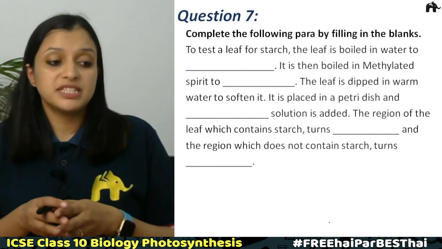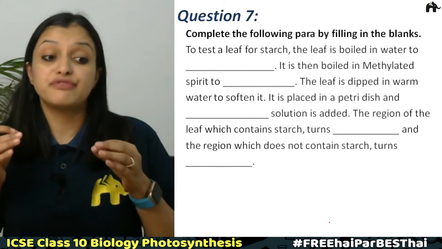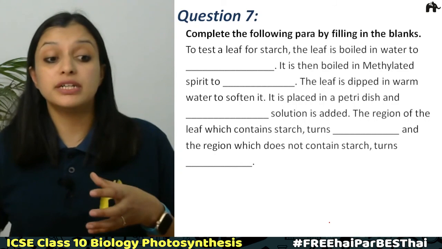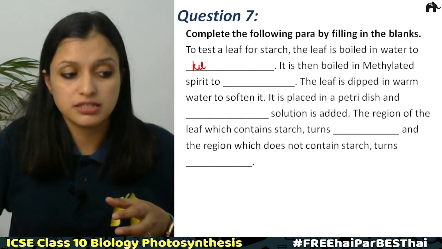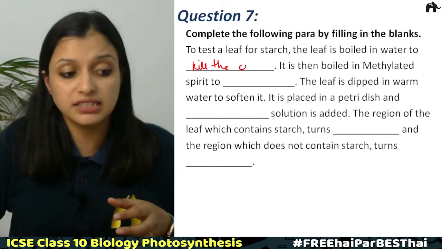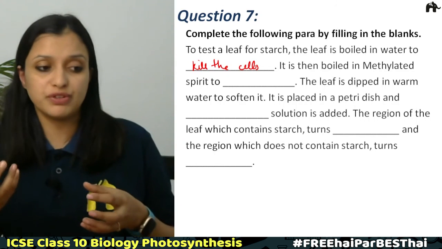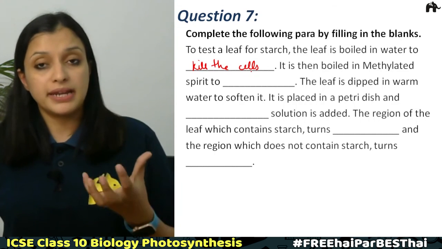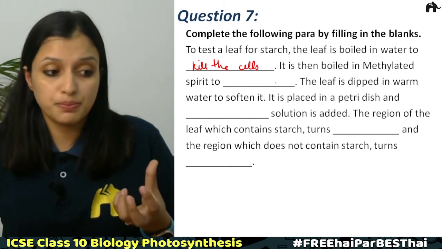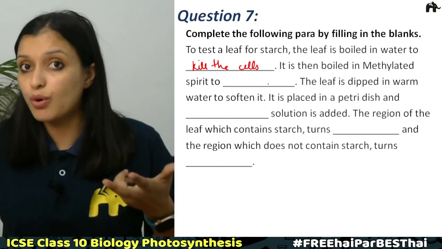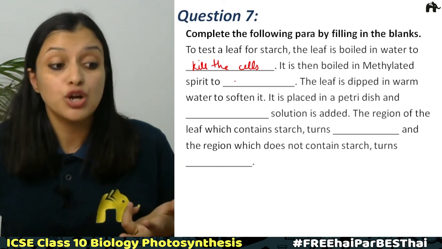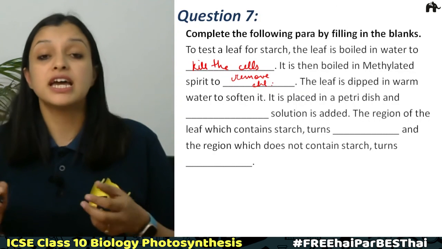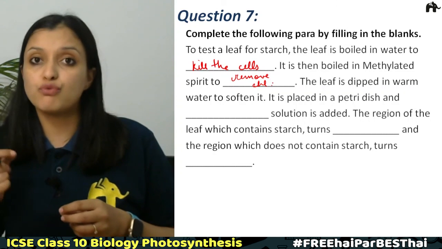So now the question number 7, complete the following para by filling in the blanks. To test a leaf for starch, the leaf is boiled in water to kill the cells. Right, so we are killing the cells when we are boiling that leaf in water. It is then boiled in methylated spirit. Why are we boiling it in methylated spirit? To remove chlorophyll, right?